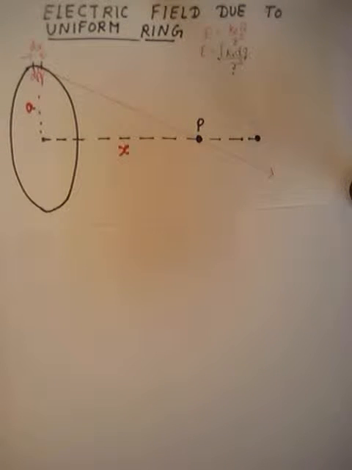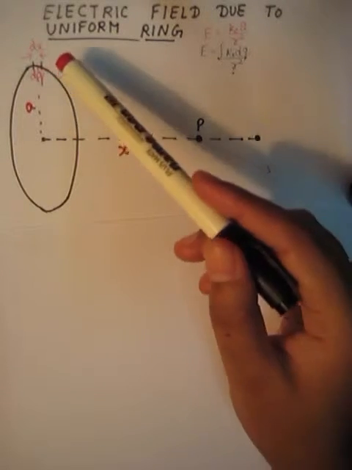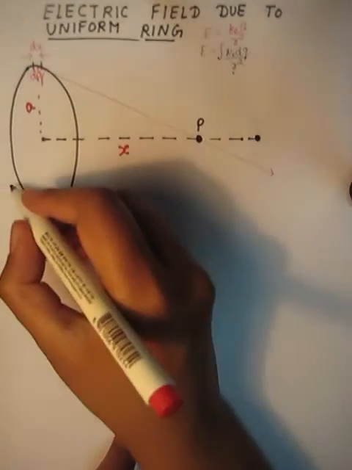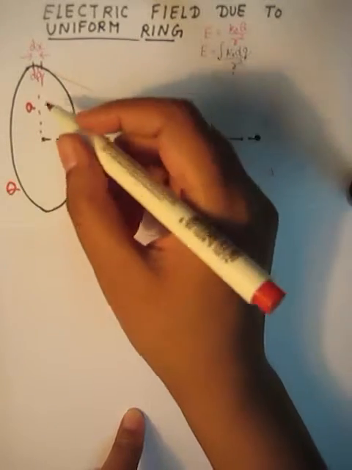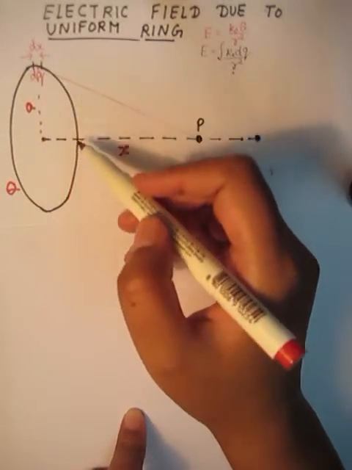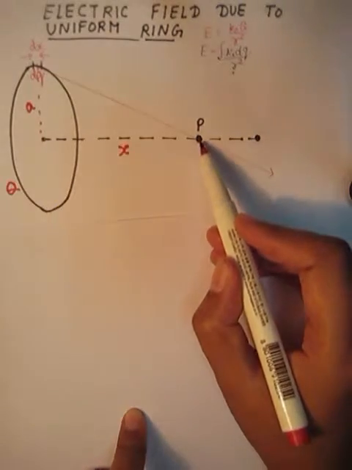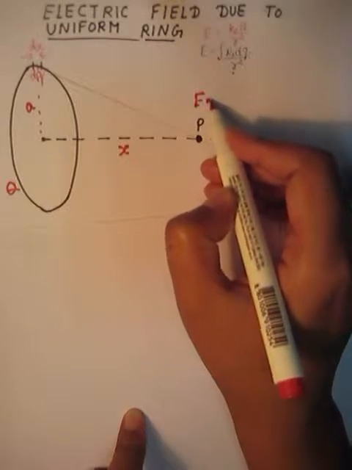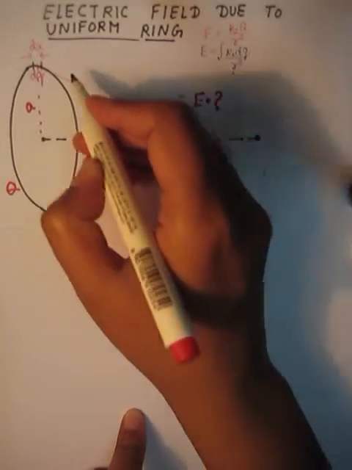Today we are going to calculate electric field due to a uniform ring. So there is a uniformly charged ring which has a total charge of capital Q. This charge capital Q is distributed uniformly on this ring, and at a point P we need to find out what is the total electric field at this point due to this entire ring.